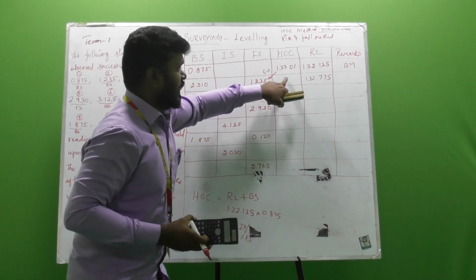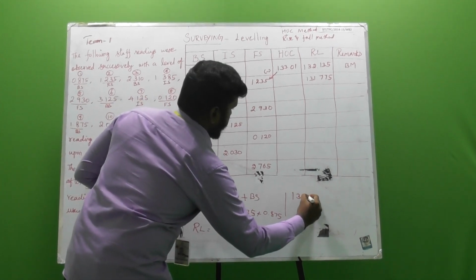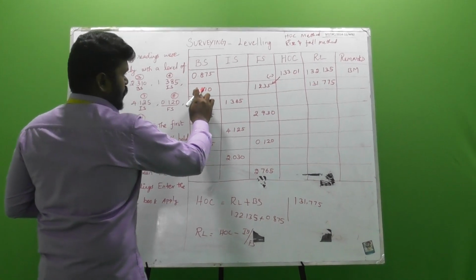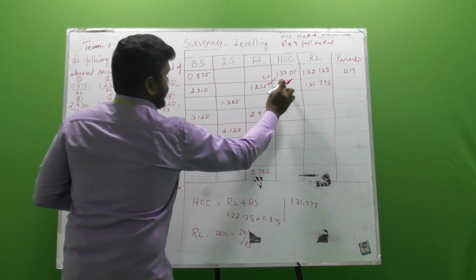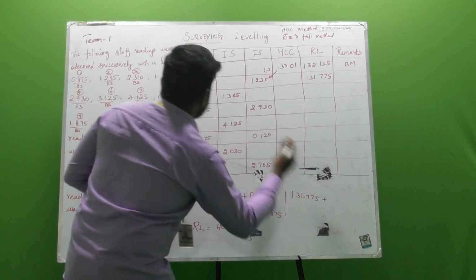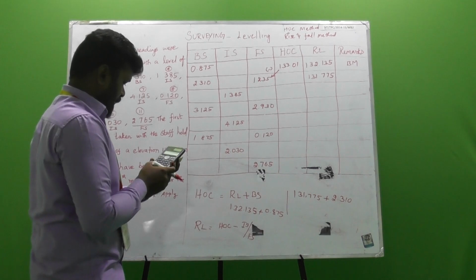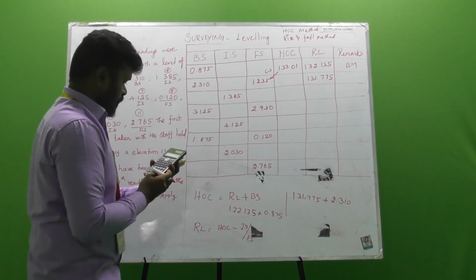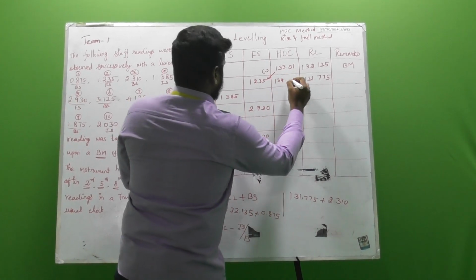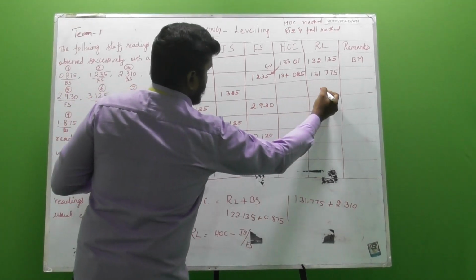If we have the RL and in the same line we have the BS value, we can easily find the HOC value. So 131.775 is the RL value, and in the same line we have the BS value, 2.310. So RL plus BS gives the HOC value: 131.775 plus 2.310. The value we get is 134.085.